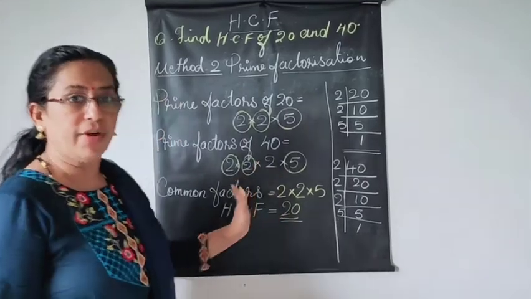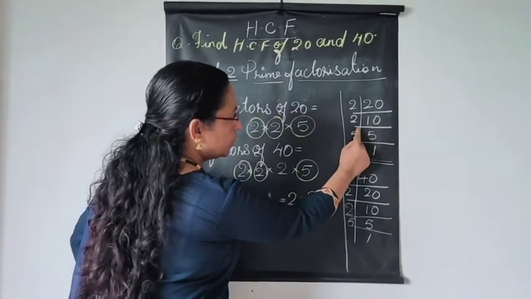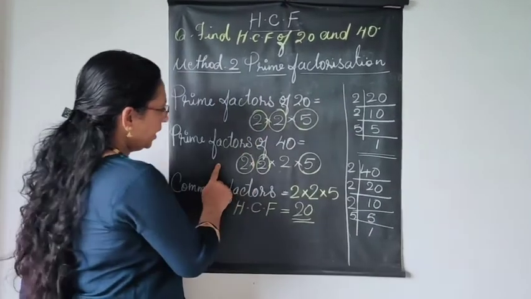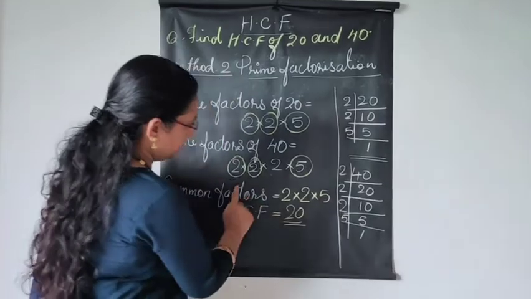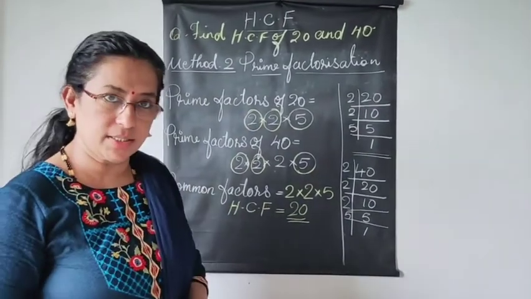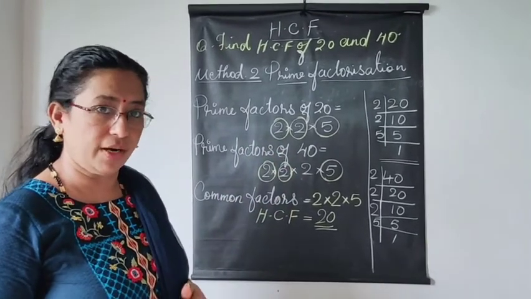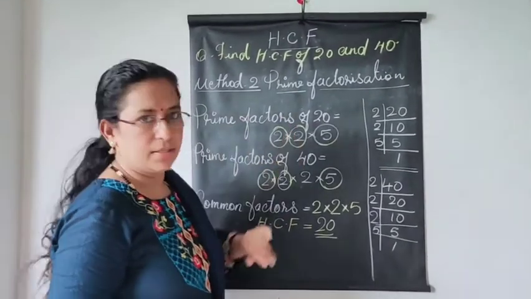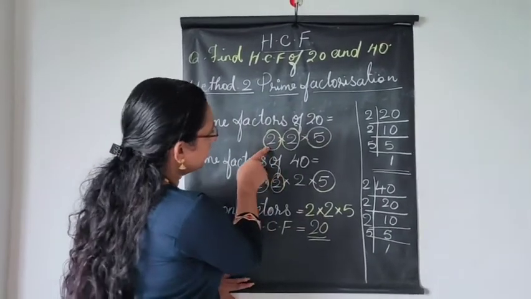Now write down the prime factors. First, prime factors of 20: 2 and 2 and 5. Then prime factors of 40: 2, 2, 2 and 5. Okay. Now next step, find out the common factors. Here also, the same as the previous method, we have to find the common factors from the factors of each number. So the first one, 2.